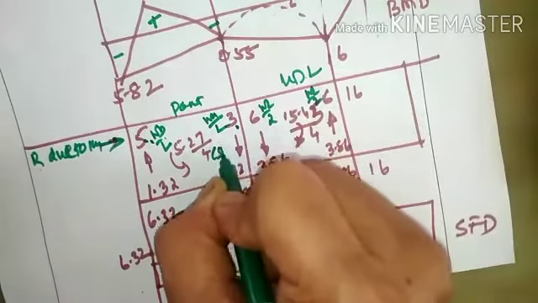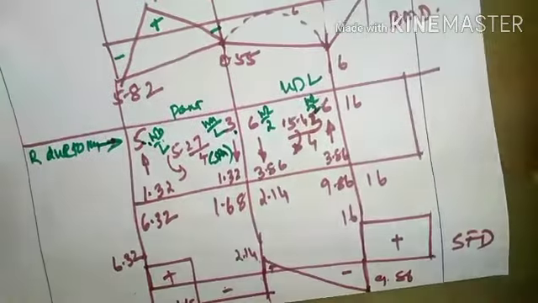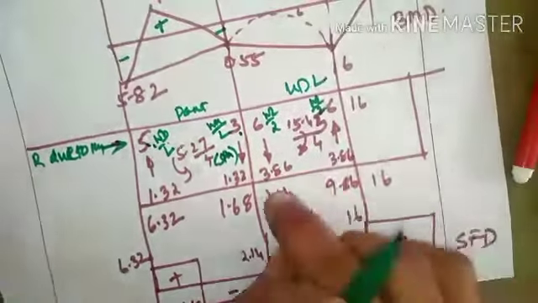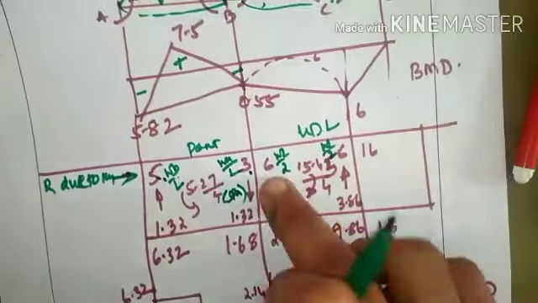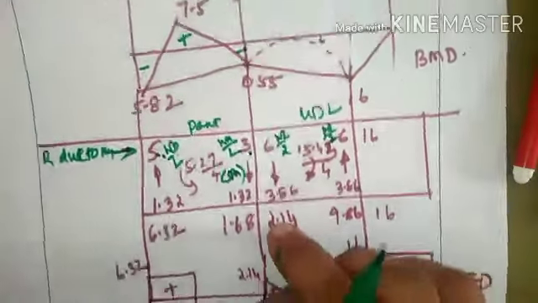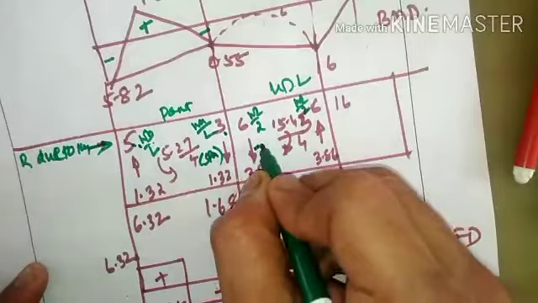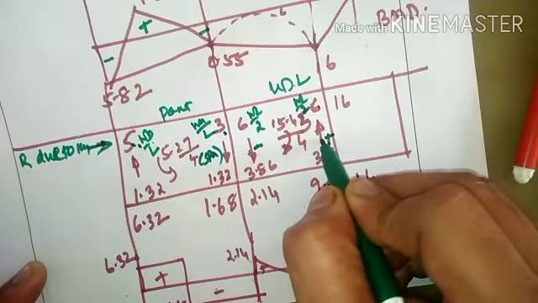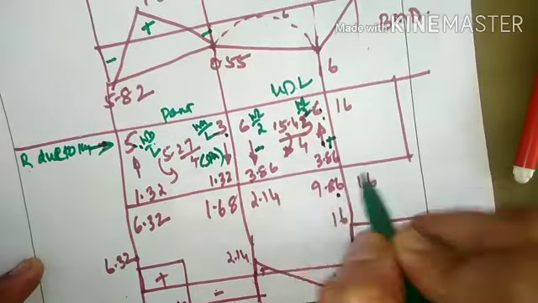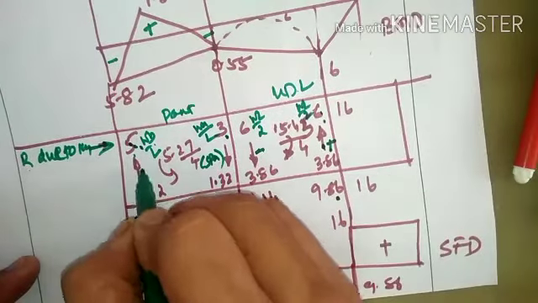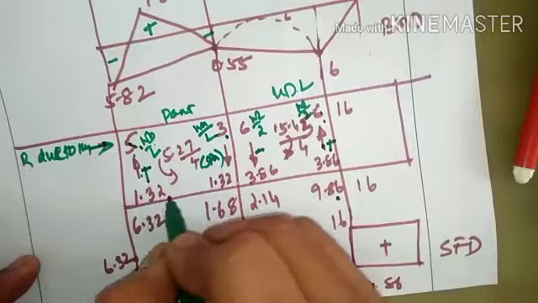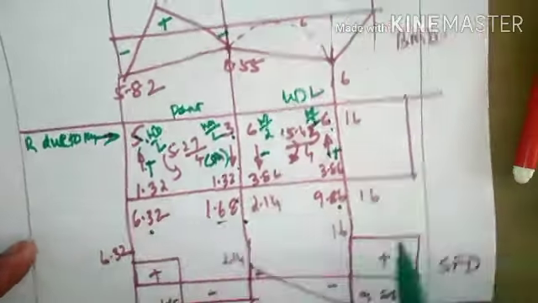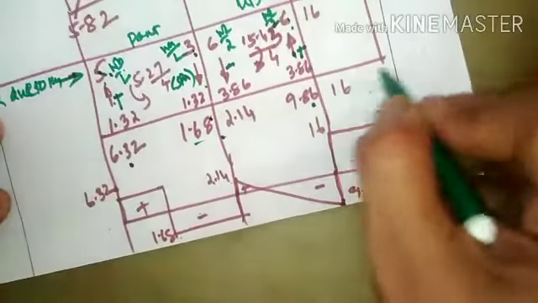This is the span. Whatever you have in the denominator is the span. 15.45 divided by 4 comes as 3.86. So 6 minus 3.86 is 2.14. Why minus? Because it is downward, so negative. Here 6 plus 3.86, why plus? Because it is upward, 9.86. Similarly here 5, as it is upward, positive. 5 plus 1.32 is 6.32. 3 minus 1.32 is 1.68. So these are the shear force values.